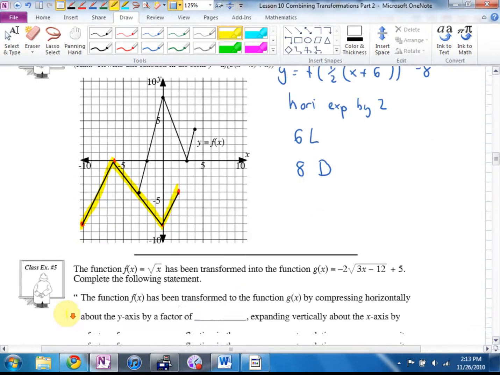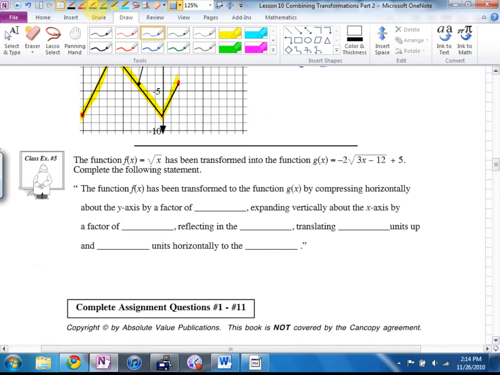Says, complete the following. The square root graph has been transformed into this. Oh, alarm bell right away, because I see a coefficient and it's not factored properly. Get used to it, boys and girls. Okay? I'm going to rewrite this, Chelsea. It's going to be g of x equals, I'm okay with the -2. I'm okay with the square root. I'm okay with the 3. What I'm not okay with is the x minus 12. That's going to be an x and a minus and a what? 4 plus 5.